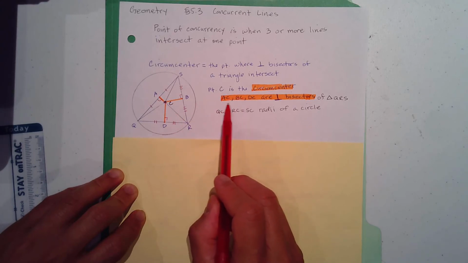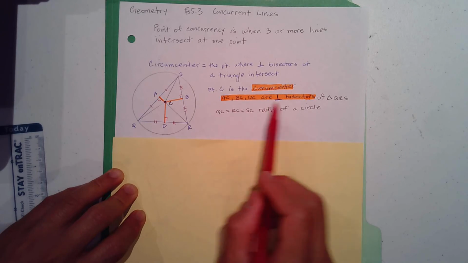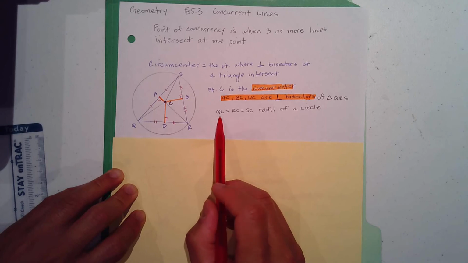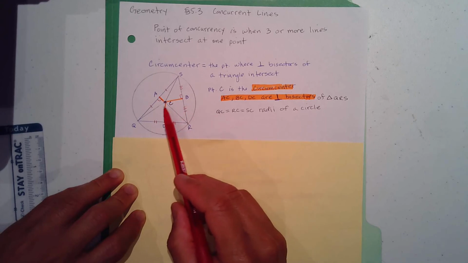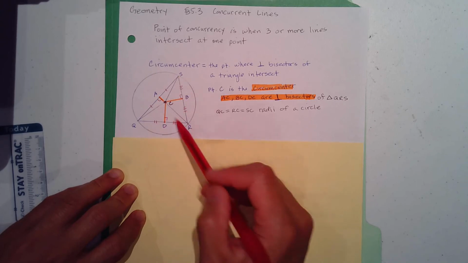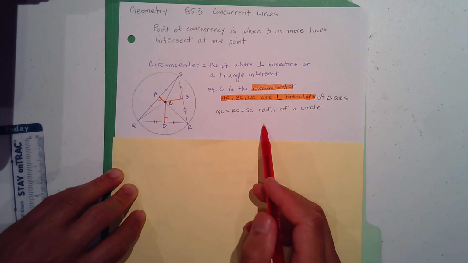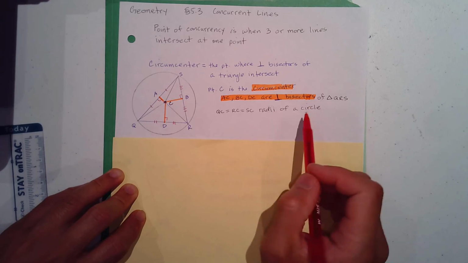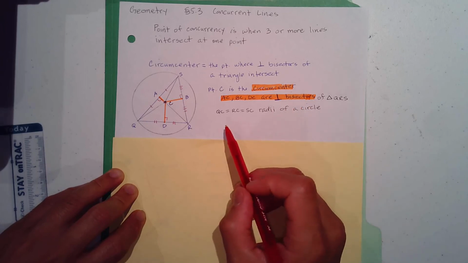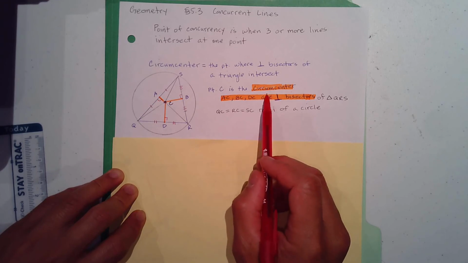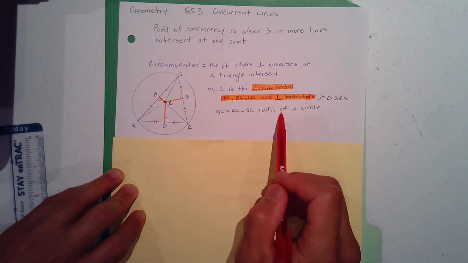Once again, AC, BC, DC are perpendicular bisectors of triangle QRS. A side note, QC, RC, and SC, they're all radii. Radii is plural for radius of a circle. Now, the way to memorize what a circumcenter is, use word association. Circumcenter, think perpendicular bisectors.